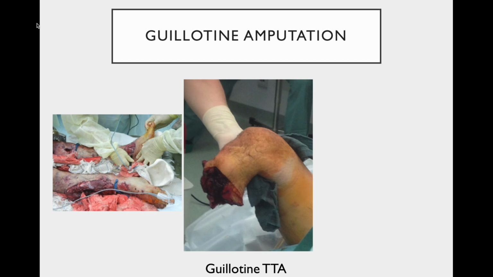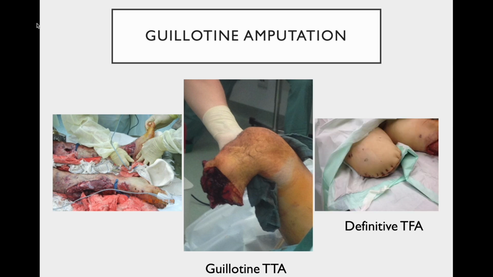Here is an image of a guillotine amputation. This was a multi-trauma patient. In the first image, we can see that he has an open wound with significant soft tissue compromise. The limb was deemed unsalvageable, and the team had to proceed to a guillotine amputation. The limb is then observed for a few days to discern between viable versus non-viable tissue. Initially, as you can see, this was a guillotine transtibial amputation, but he had to proceed to a definitive transfemoral amputation. And why is this?